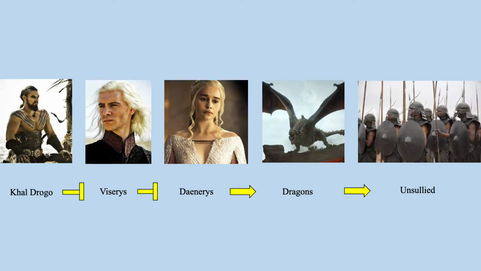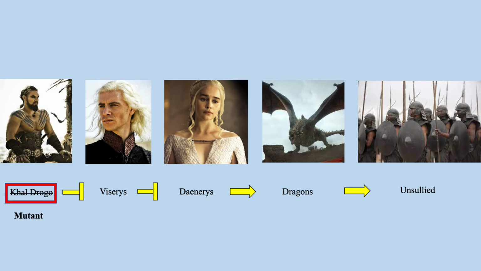In this network, the Khal Drogo gene inhibits the transcription of the Viserys gene. The Viserys gene is meant to inhibit the transcription of the Daenerys gene. The Daenerys gene promotes the transcription of the dragon gene, and the transcription of the dragon gene leads to the end phenotype of the Unsullied being freed from slavery by Daenerys and her dragons. The repressor genes in this network are the Khal Drogo and the Viserys genes, and the activator genes in this network are the Daenerys and dragon genes.